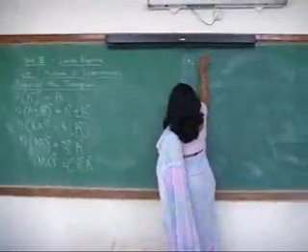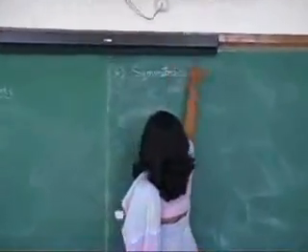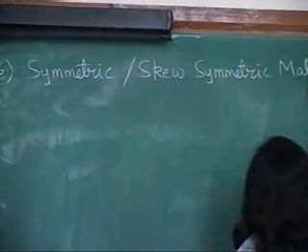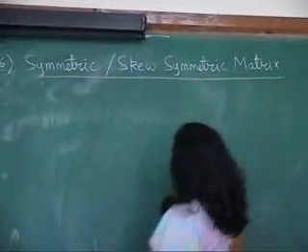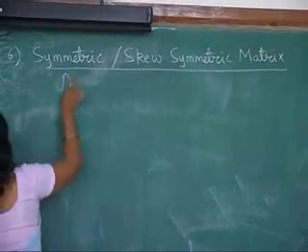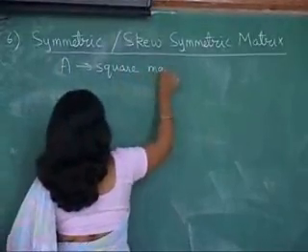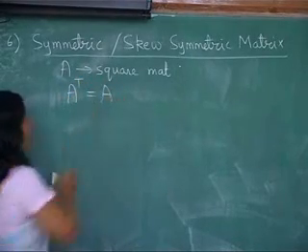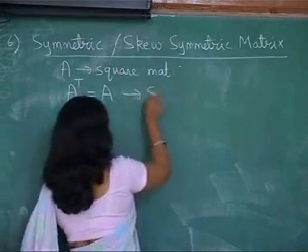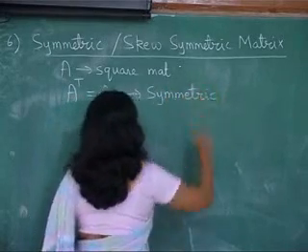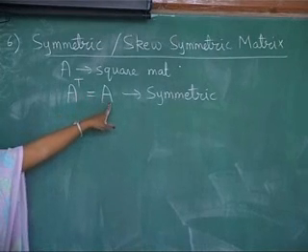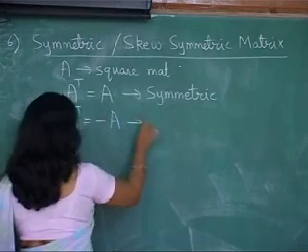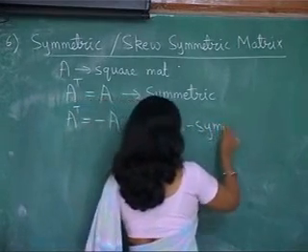Having done these properties, now let's come to the definition of a symmetric and a skew symmetric matrix.